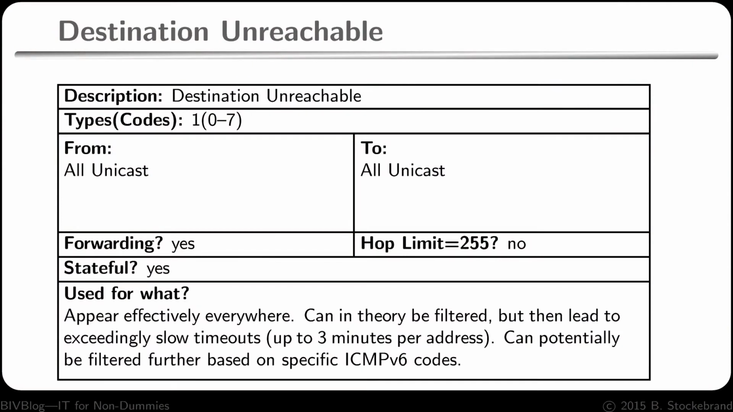Why is that? Because first off, there are 8 different types, and I haven't memorized all of them either. If you block destination unreachable, they lead to a situation where a connection waits up to 3 minutes for timeout.